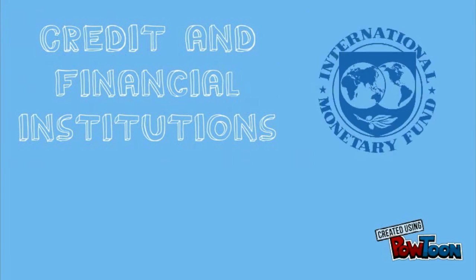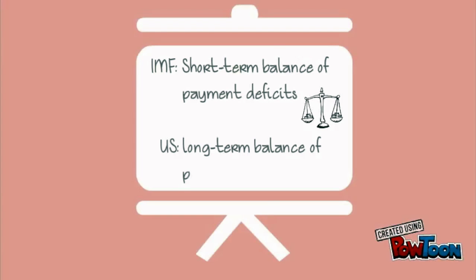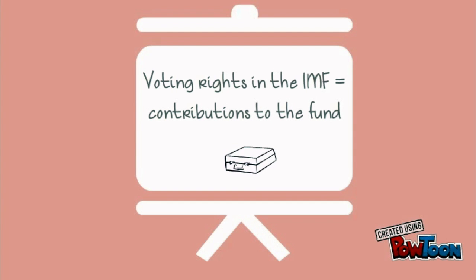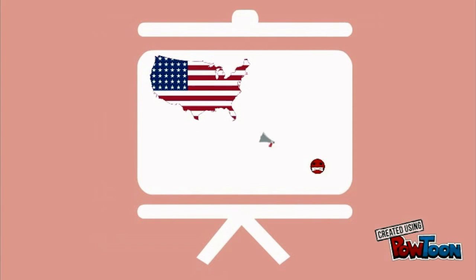Bretton Woods also created credit and financial institutions such as the IMF and the World Bank. The IMF was supposed to provide credits to help countries finance short-term balance of payments deficits. Meanwhile, long-term balance of payments deficits were to be resolved through US aid. Voting rights at the IMF were and remain determined by the relative size of member states' economies and their contributions to the fund. This is why its conditionality to US power has raised a lot of criticism.